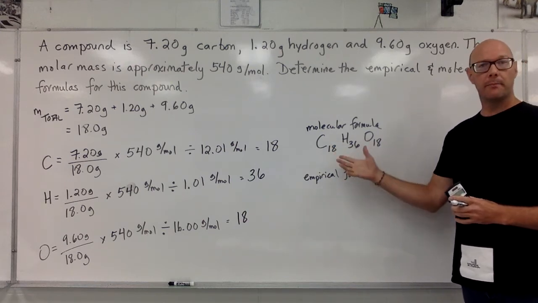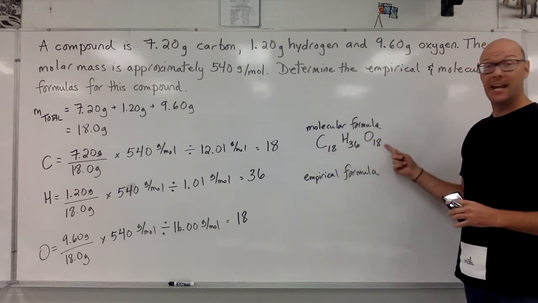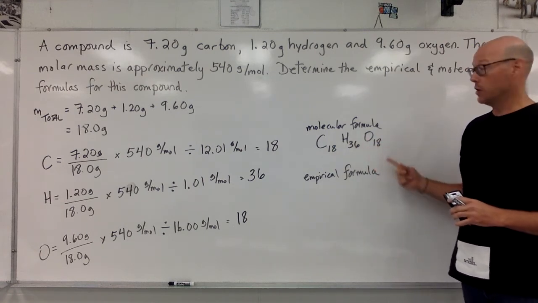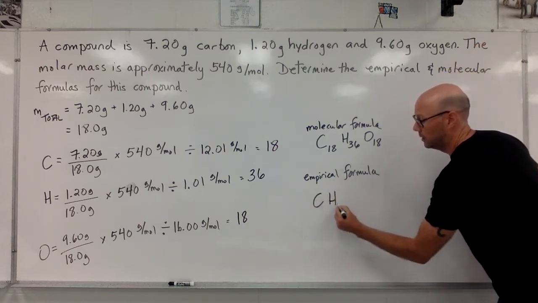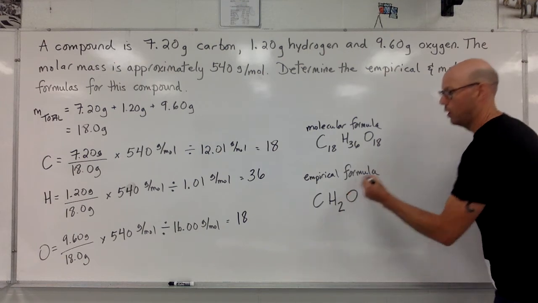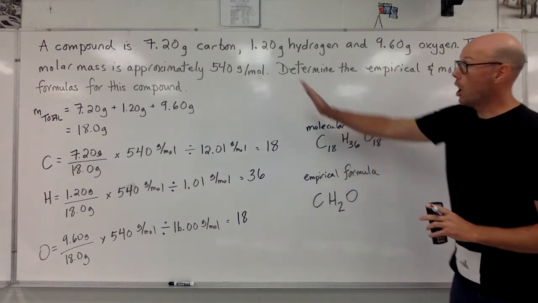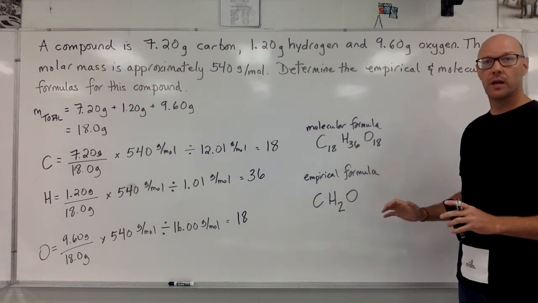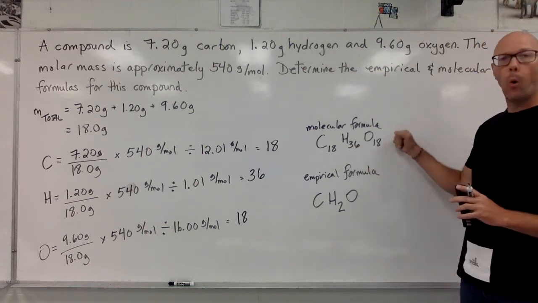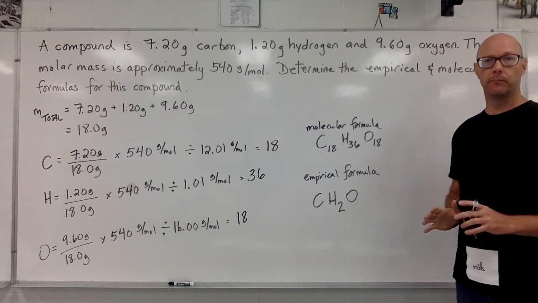Carbon 18 divided by 18 is 1. 36 divided by 18 is 2. And 18 divided by 18 is 1. So the empirical formula is CH2O. The empirical formula does not have a relationship with the molar mass. It does, however, have a whole number relationship with the molecular formula.